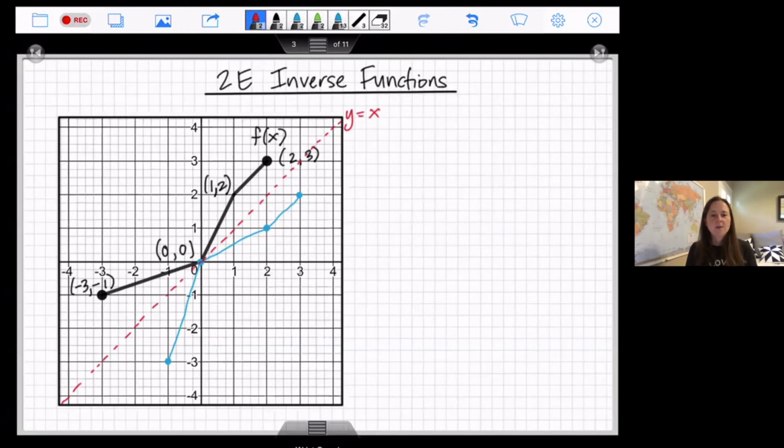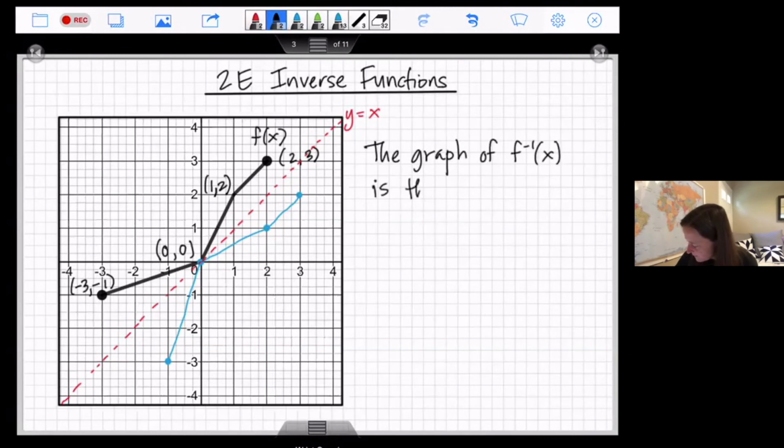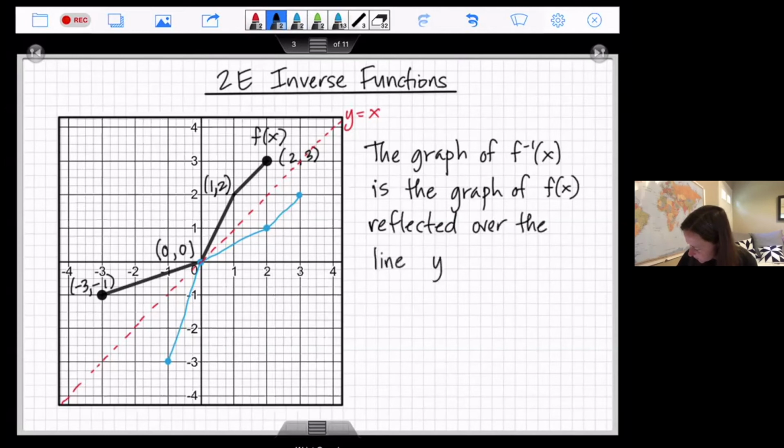All right, so that y equals x red dotted line is kind of like the hinge, or the axis, that we're going to grab to rotate and figure out what the graph of f inverse looks like. Okay, so we're going to write this down as a rule. The graph of f inverse of x is the graph of f of x reflected over the line y equals x. And this fact is going to tell us something really important about inverse functions.